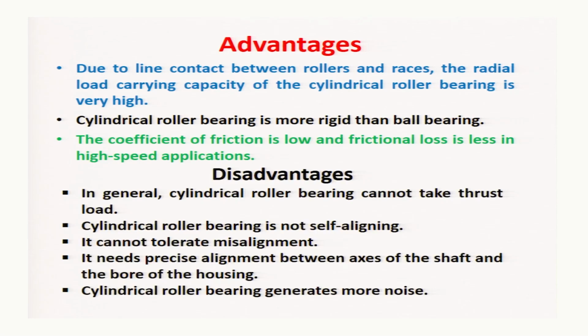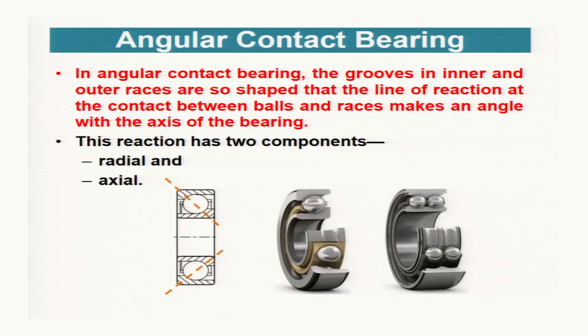There are some disadvantages also, like in general, cylindrical roller bearings cannot take thrust load because of their shape, and they rest on the surface like this. So they can take only the radial load. Cylindrical roller bearing is not self-aligning. It cannot tolerate misalignment. It needs precise alignment between axes of the shaft and the bore of the housing. Cylindrical roller bearing generates more noise because of more contact.